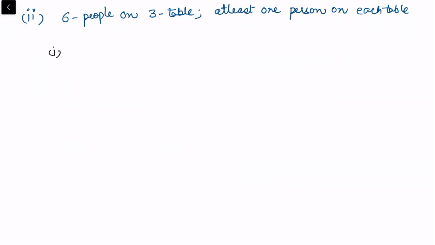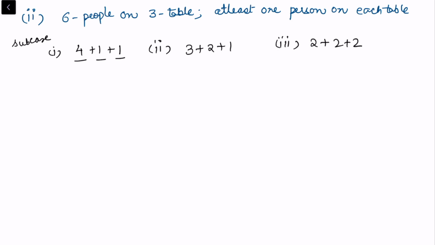Now in the same question, if I want to place them around 3 tables, in that case again we consider sub cases, because there are 3 tables, so we can keep it like 3 places, and one will go on each table, so the remaining is 4. So this is one possibility. Another possibility is 3 plus 2 plus 1, and the third possibility we can consider 2 plus 2 plus 2. Now again we will follow the similar ways.